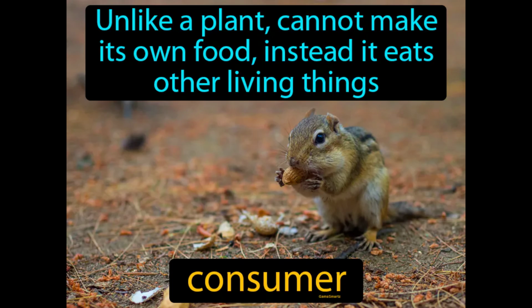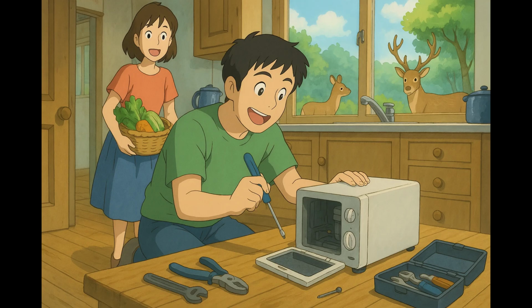Unlike a plant, it cannot make its own food. Instead, it eats other living things. Consumer. In science, a consumer is an organism that obtains energy by eating other organisms. Imagine you're trying to fix a broken appliance at home, but you lack the necessary tools. This situation is similar to the way some consumers in nature, such as animals, cannot produce their own food and must rely on eating other living organisms to obtain energy.